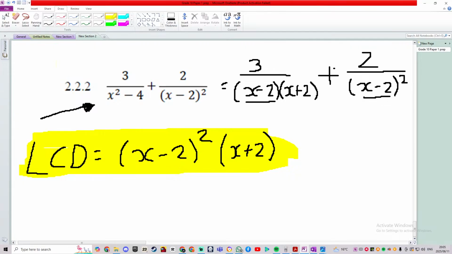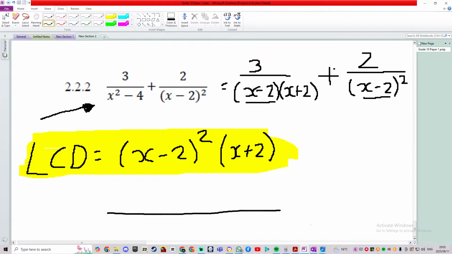So let's move on. Now that I have my LCD, remember this is not an equation. So you can't multiply both sides by the LCD and get rid of your denominators at all. No, this LCD now becomes your denominator. You see? So it becomes a denominator like this.